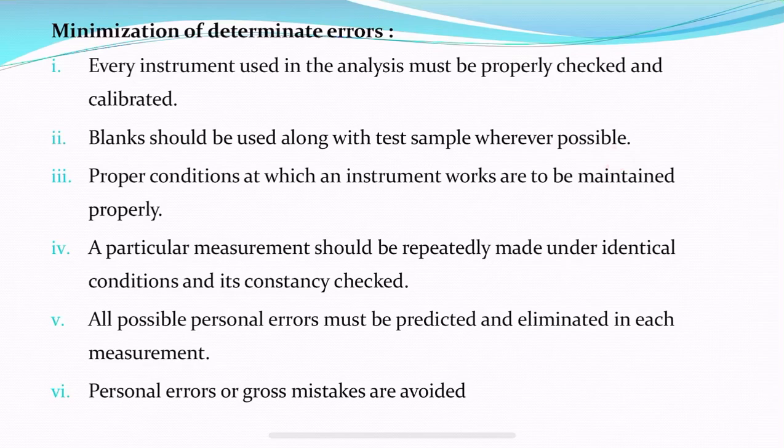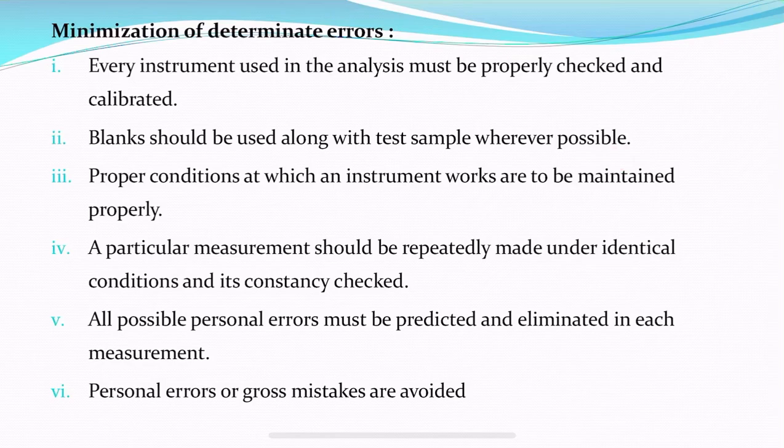Okay, and the next is proper conditions at which an instrument works are to be maintained properly. And next, a particular measurement should be repeatedly made under identical conditions and its constancy checked. All possible personal errors must be predicted and eliminated in each measurement. Okay, and next is personal errors or gross mistakes are avoided. Right, how are we going to avoid it?